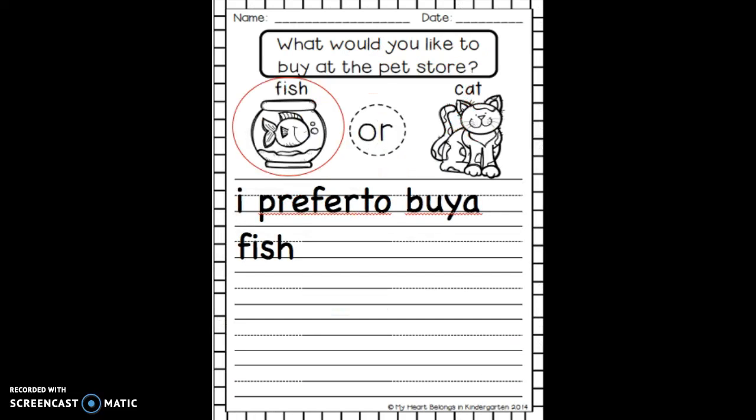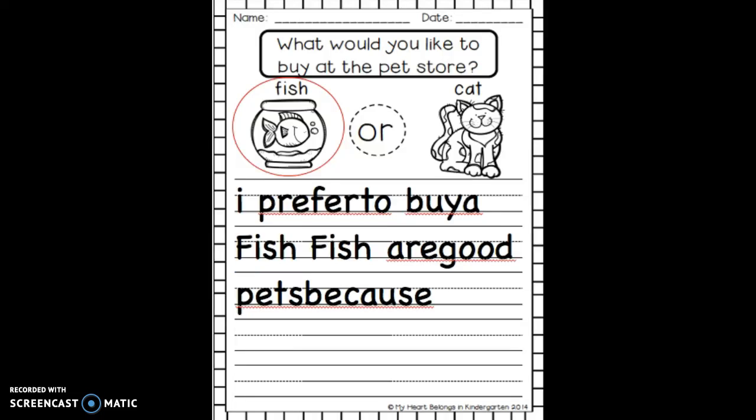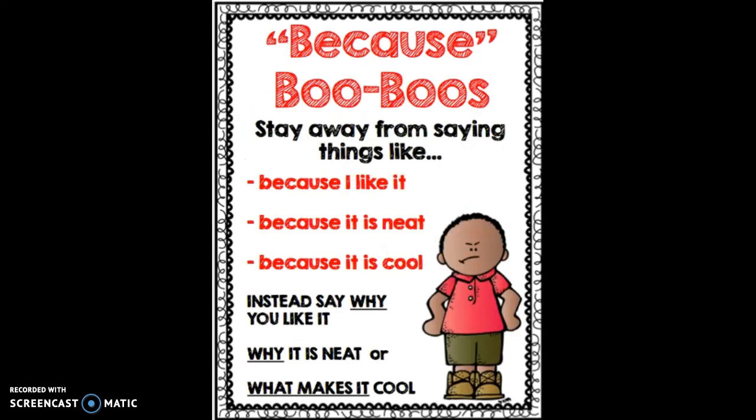This is the one that Mrs. White started. I had down that I prefer to buy a fish. And I'm going to say fish are good pets because, I use the word because, they are cool. Uh-oh. It says not to use because it is cool.